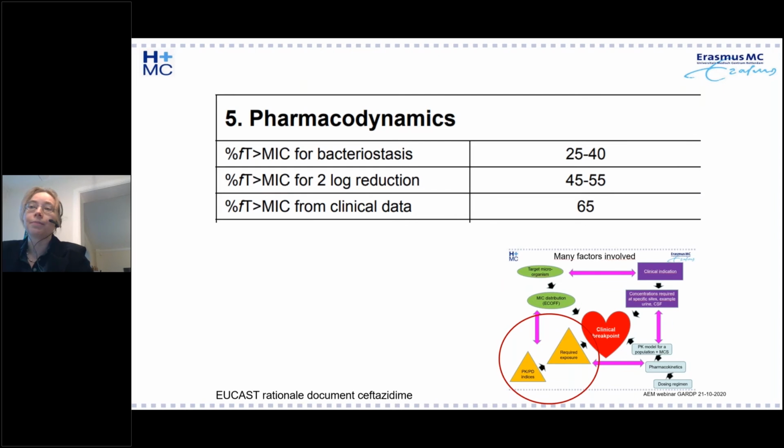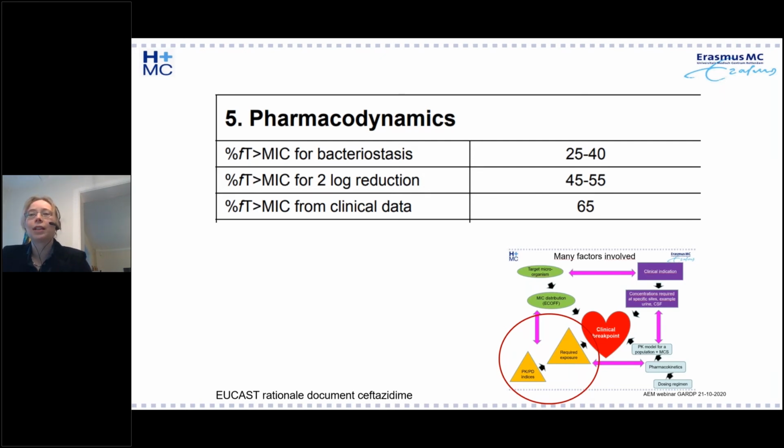The next issue, what has been discussed also by John, is the target that we need. We know we're going to aim at the MICs of 0.5 and 8, but now we need to know how much exposure we need in patients. So we know that from often preclinical data, and here you see also from the EUCAST website, there are rationale documents where a lot of information is summarized. And for ceftazidime, there's a document, and there are three targets herein. The first one is bacteriostasis. That's about 25 to 40%.